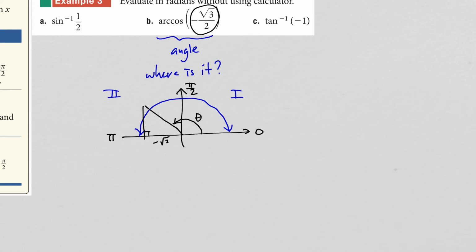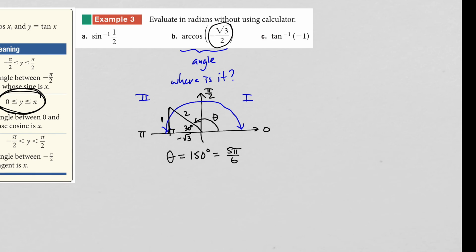Cosine is the adjacent side over the hypotenuse. We recognize this triangle and we know that this opposite side over here is equal to 1. So again, we know that this angle is 30 degrees. Well, that means that theta is 150 degrees. And 150 degrees is 5 pi over 6. So what is the arc cosine of negative radical 3 over 2? Well, it's 5 pi over 6. Because the cosine of 5 pi over 6 is negative radical 3 over 2.